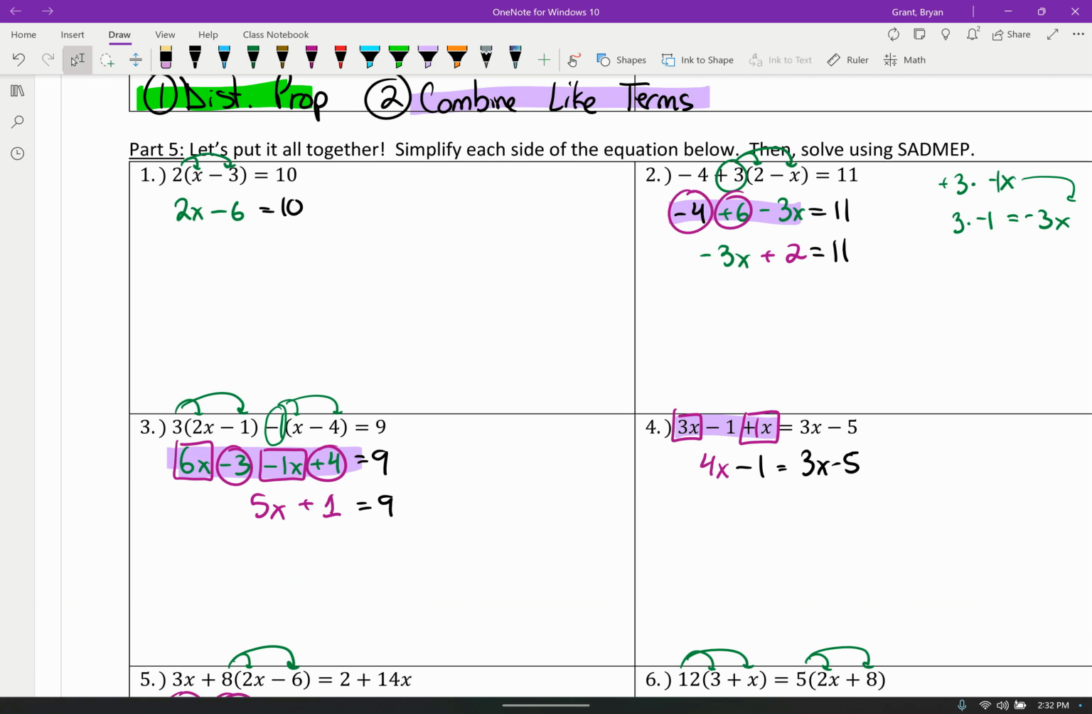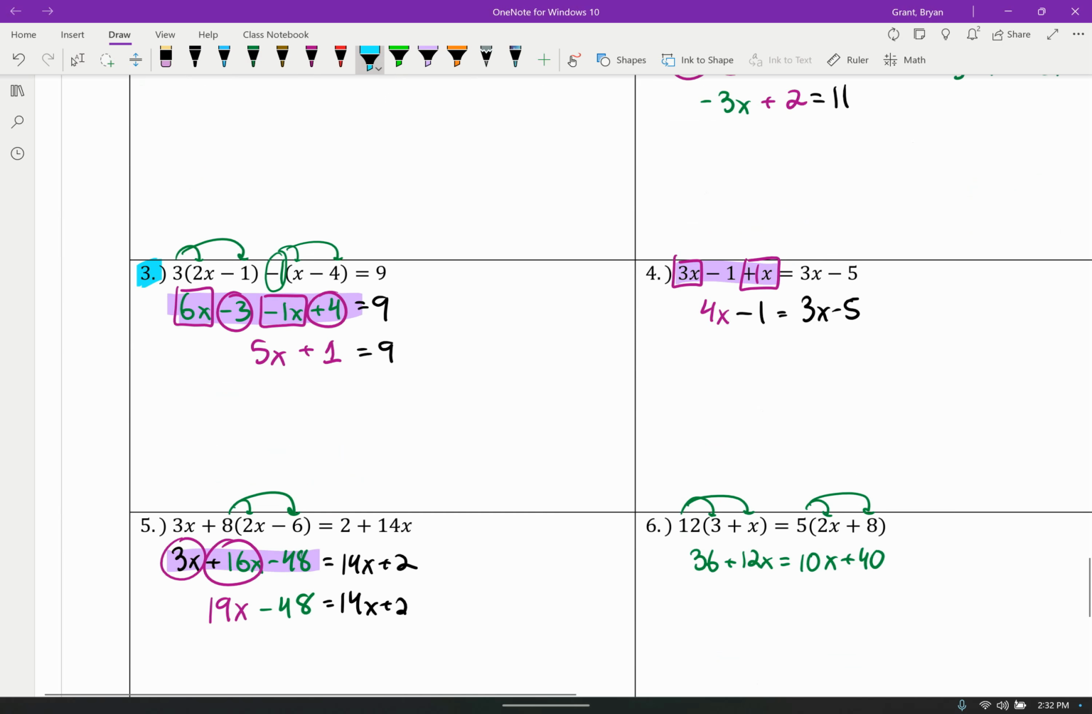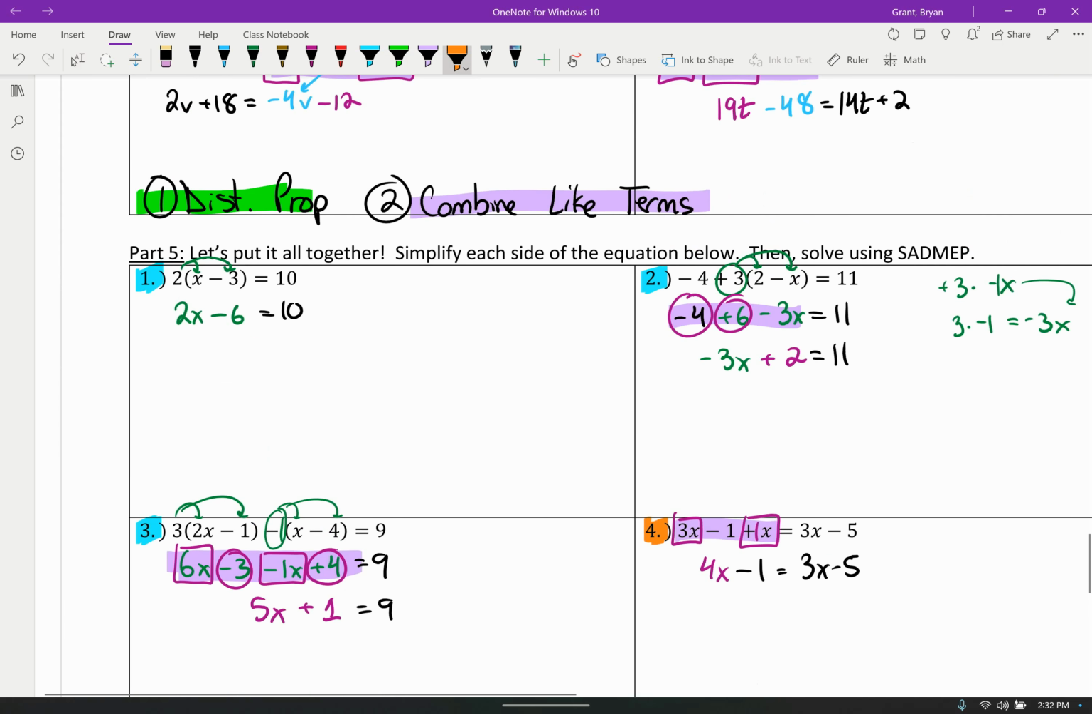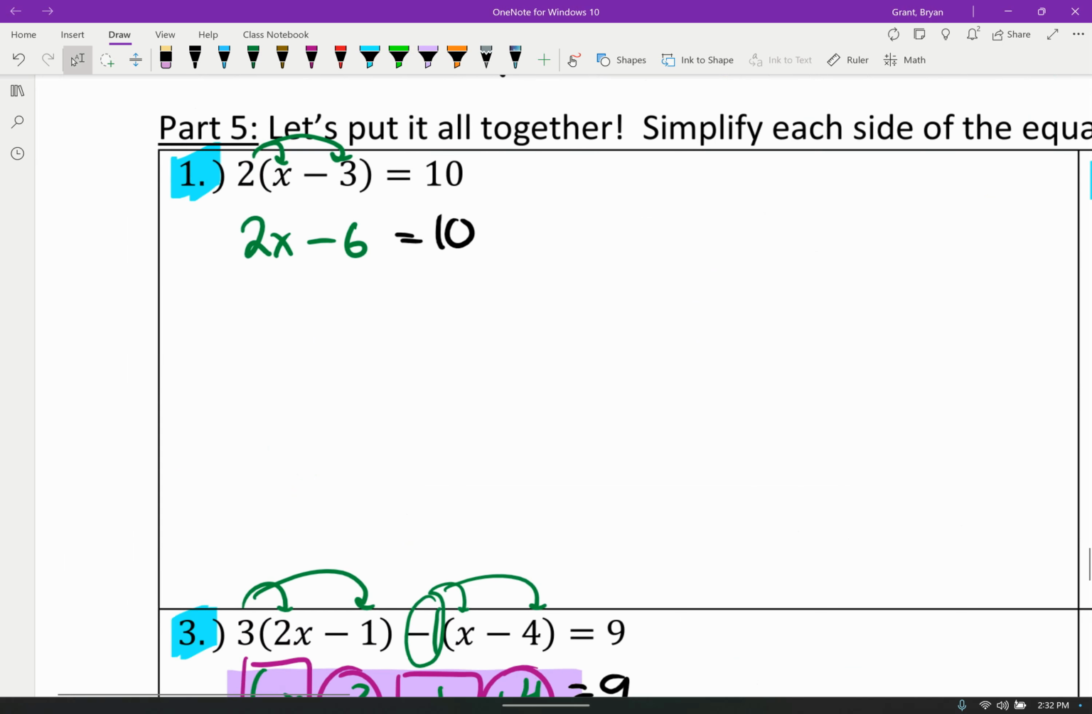Now there's 2 types of equations that we have left. We have equations that only have x on one side, like problem 1, like problem 2, like problem 3. But then 4, 5, and 6 have x's on both sides. So I'll go back through and do 4, 5, and 6 after. So let's do 1, 2, 3 first. They're all nice, simple 2-step equations. Thinking through SADMAP on the first one and then running through the rest.